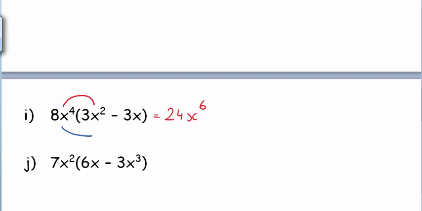Now 8x to the power of 4 multiplied by negative 3x, 8 times minus 3 is minus 24, and x to the power of 4 times x simply upgrades it to x to the power of 5. Try example J yourself, pause the video, and I'll give you the solution in 5 seconds.